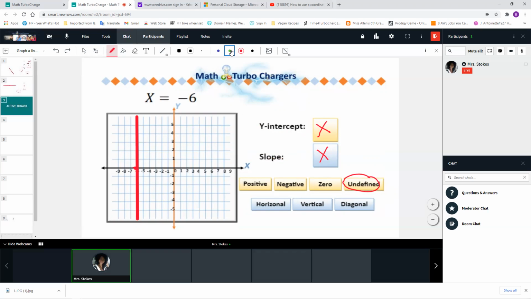If you've ever heard of the vertical line test, we know that this cannot be a function, because if I were to use a vertical line and touch my function, it touches this function more than one time. Actually, it touches this function forever. So this is not even a true function. This is a vertical line, standing straight up.